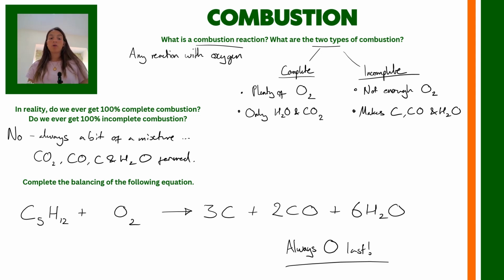So now let me count my oxygen and see where I'm at. On my right-hand side, I've got 6 from the H2O and 2 from the carbon monoxide, that's 8. And on my left-hand side, I only have O2, so I only have 2. But if I multiply that O2 by 4, that gives me 8. 4 times 2 is 8.